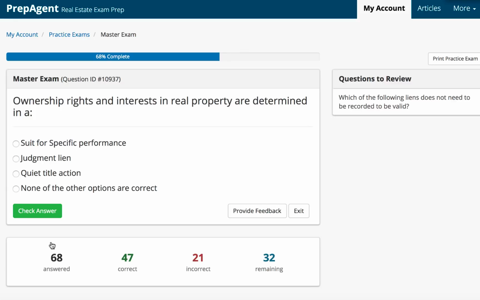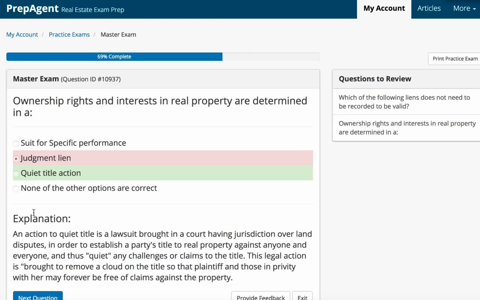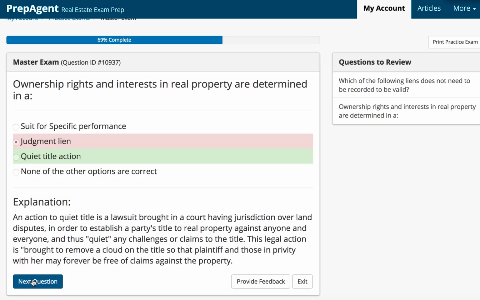Ownership rights and interests in real property are determined in a suit for specific performance, judgment lien, quiet title action, or none of the options are correct. The only reason I'm kind of confused, judgment is both real and personal property, right? Okay, so what do you think the answer is? I want to say judgment, but I'm not sure. What do you think? Yeah, judgment lien has to do with courts. Judgment's much broader than real estate. Okay. Let me write that. Quiet title action.